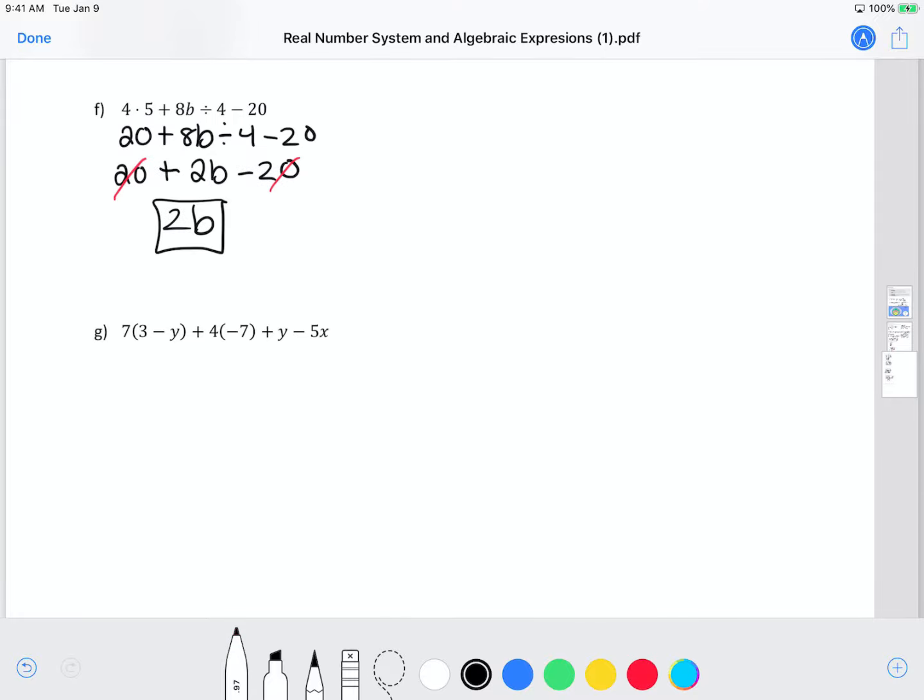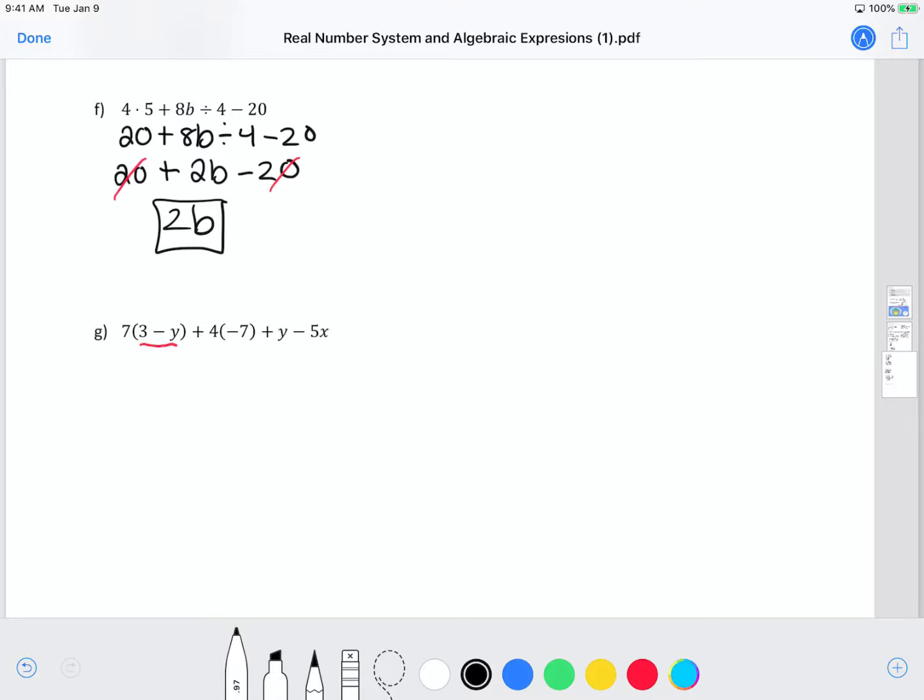Okay, last example, example G. In this example, we have parentheses, multiplication, and subtraction. You always want to do what's inside parentheses first. And so inside these parentheses, because they're not like terms, I can't do anything with that. So I leave it alone. And so I'm done with my parentheses. There's nothing I can do with that. And then we move on to the multiplication, addition, and subtraction.